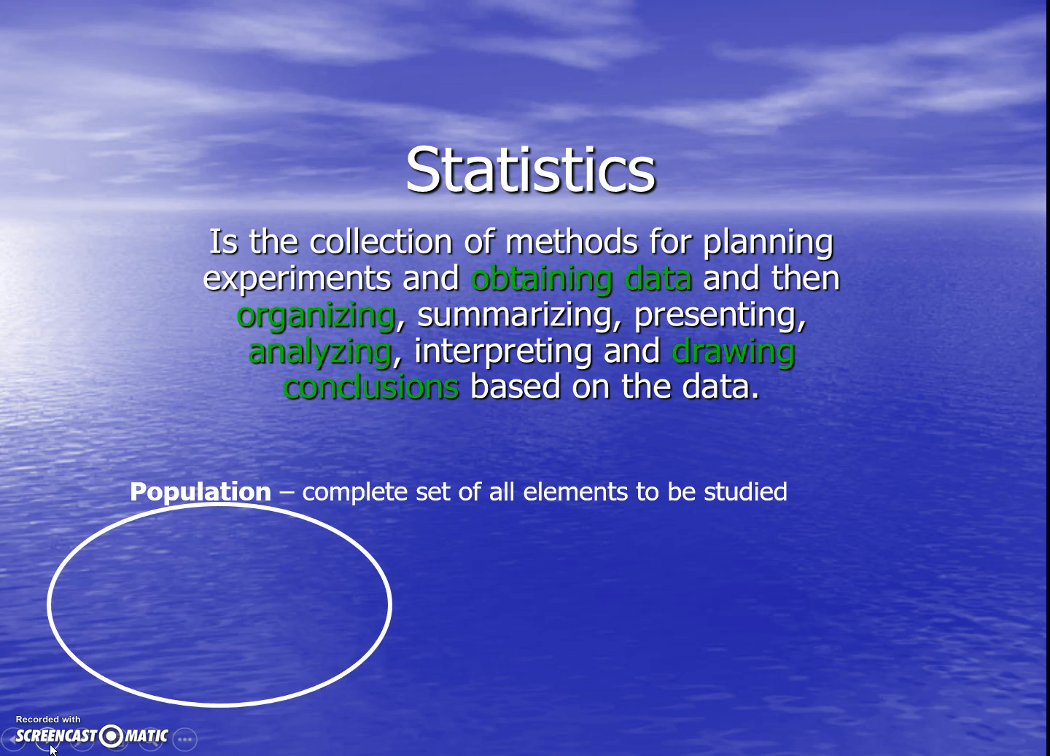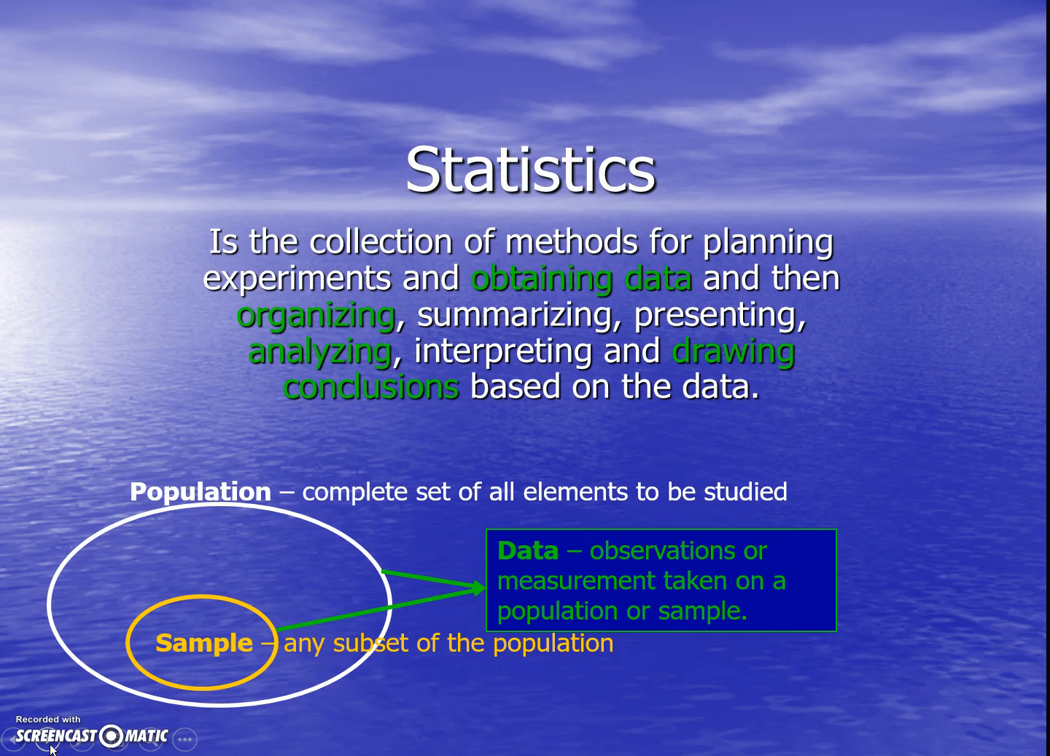So you take data from a population, or you take data from a sample. The population is the complete set of all elements to be studied, and a sample is a subset of that population. For example, this entire class would be a population, and a sample would be if I just surveyed or interviewed or obtained data from the females, or just the males, or maybe those with green eyes, or those with brown hair. But a sample is just a subset of that population.